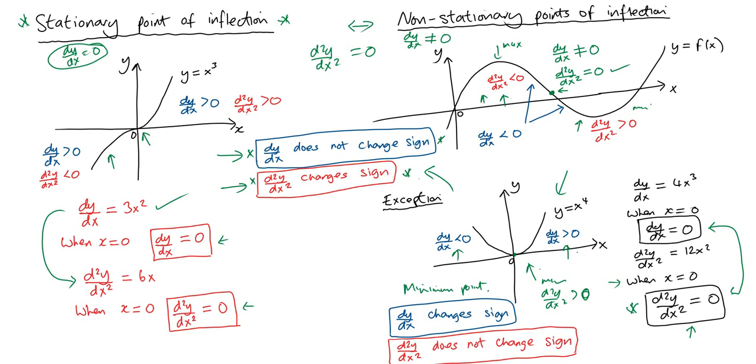This is something you could get in a question: just because d2y by dx squared is equal to 0 doesn't prove that it is a point of inflection. It must obey these two rules, because y equals x to the power of 4, the quartic equation, gives us an exception to that rule. So just be careful with that. In the next video, I'll be looking at a couple of examples on stationary points of inflection and non-stationary points of inflection.